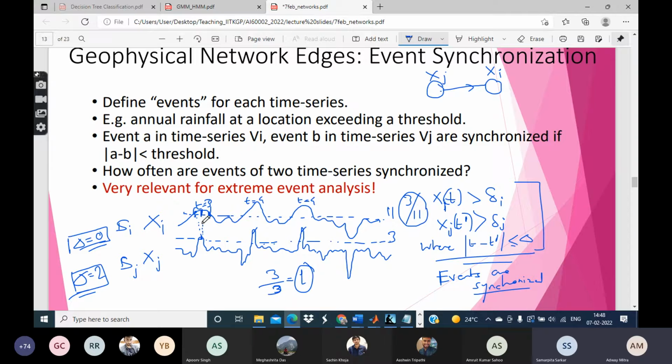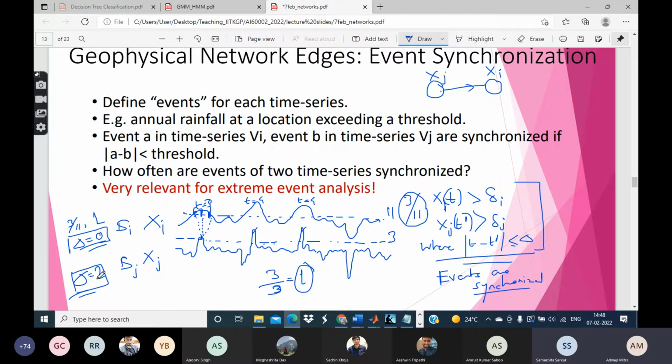This event is also synchronized with this one, and this one is also synchronized with this one, right? So out of the 3 events that happened here, all of them are synchronized with an event in xj, even though that synchronization is with the same event, but they are all synchronized. Similar things can be said about here and this also. So it's possible that in this case, for delta equal to 0, it was 3 by 11, and 1.